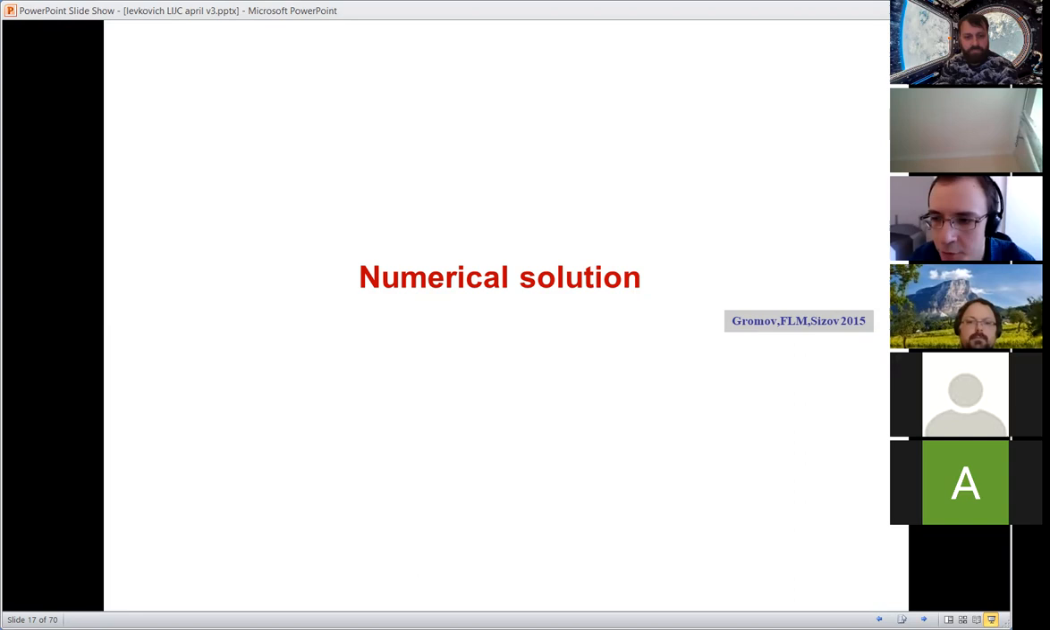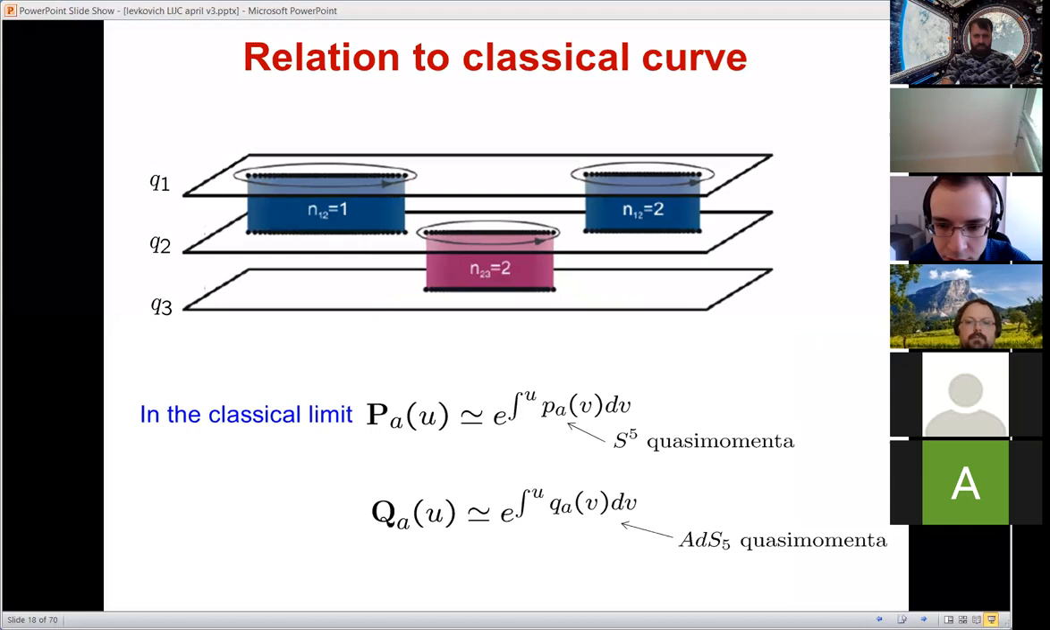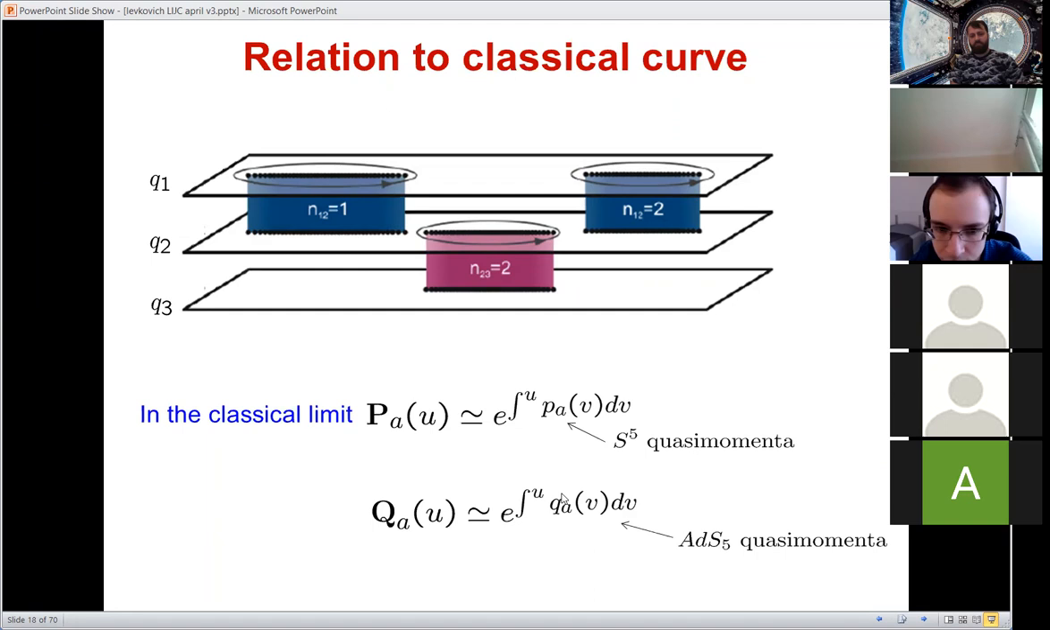So one last comment is the relation to the classical spectral curve. It was already mentioned a bit. In the classical limit, these P and Q, like I said, are related in principle to degrees of freedom in S5 and AdS5, and here it's visible explicitly. They just become exponents of integrals of the quasi-momentum of the classical curve in S5 and in AdS5 correspondingly. What's nice is that this formula immediately looks like a WKB representation of a wave function, which suggests that these P and Qs are some kind of wave function.